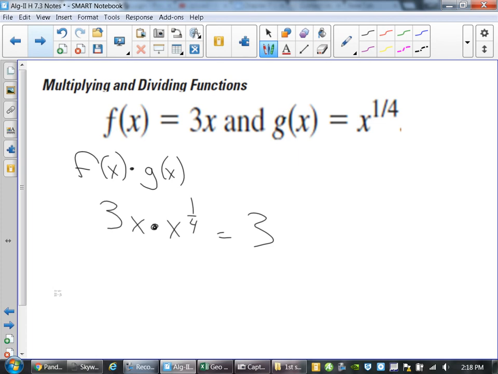So, same base, different exponents, you add. What's 1 plus a fourth? 1 and 1/4... is that right? 5 fourths. Make sure you leave it as the improper fraction, okay?